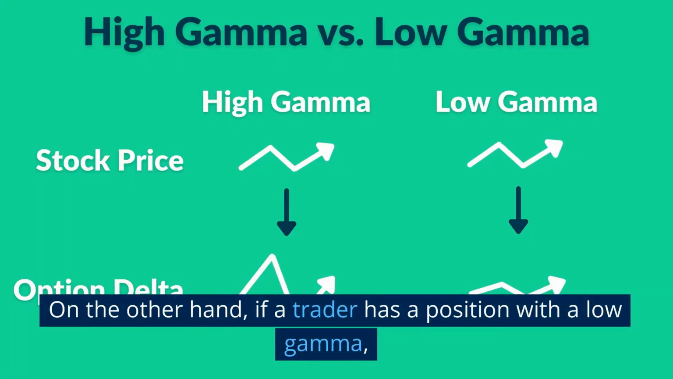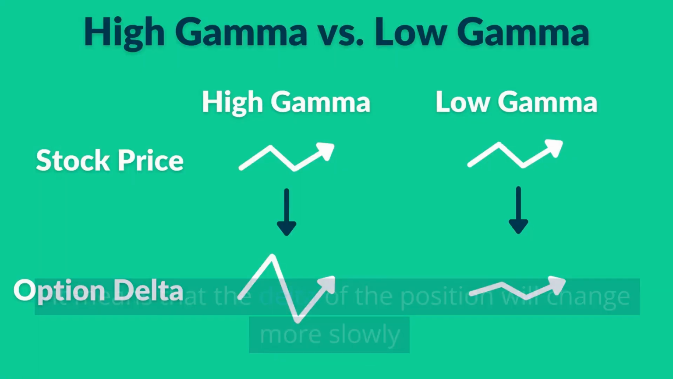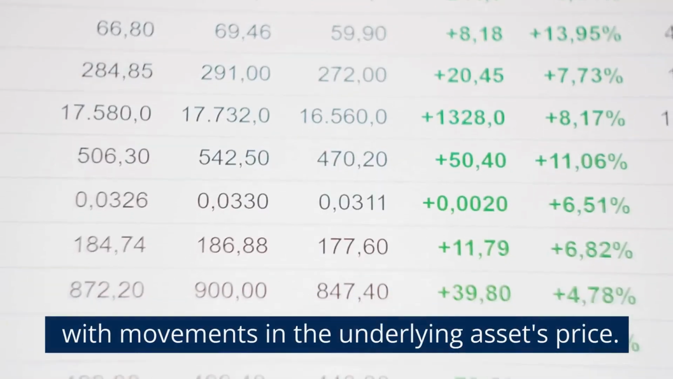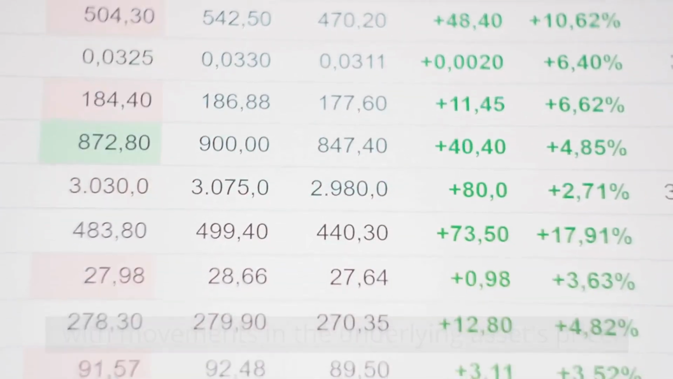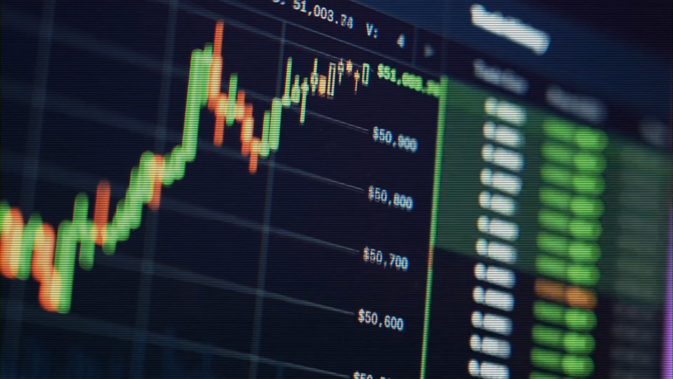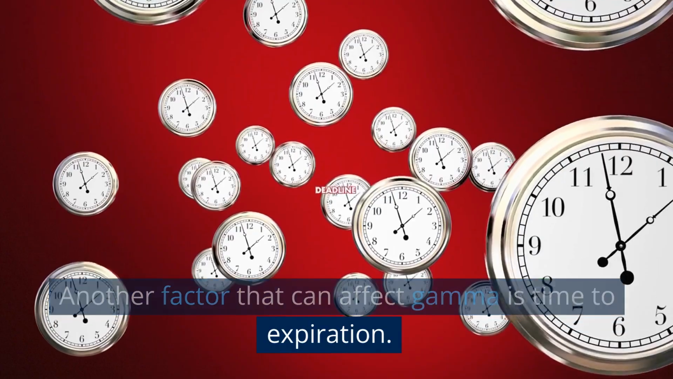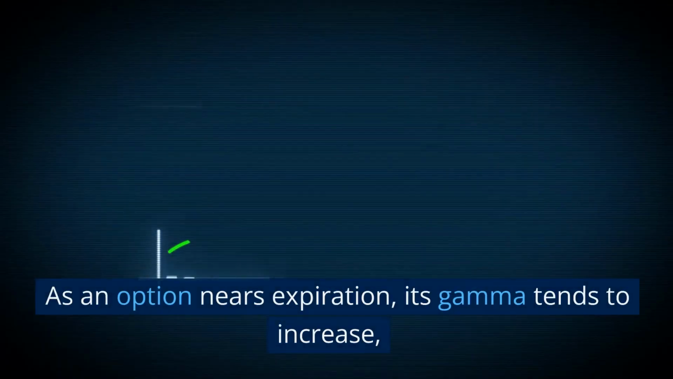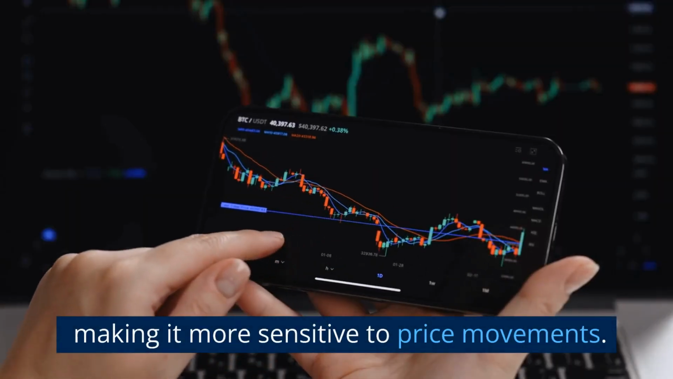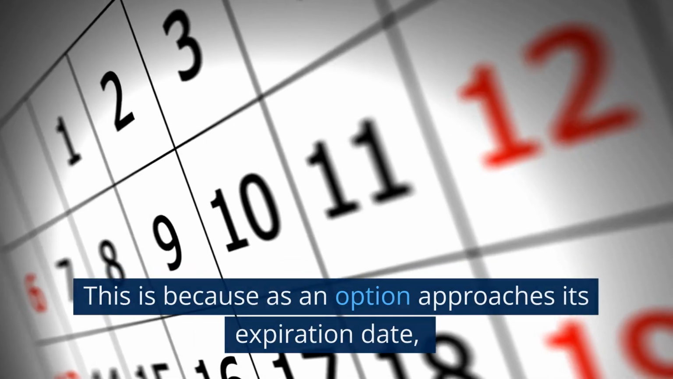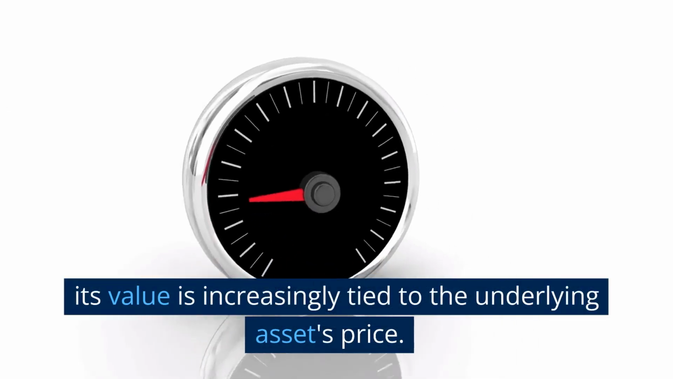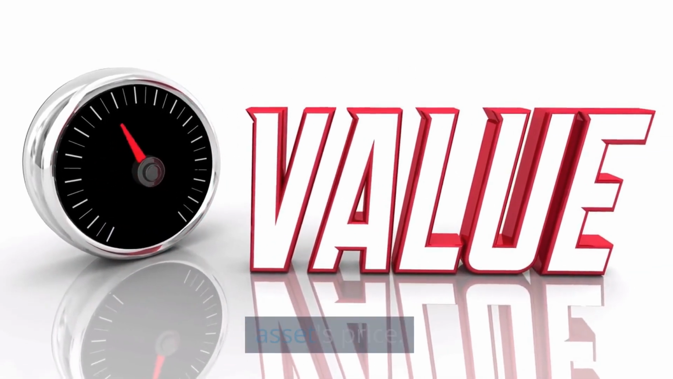On the other hand, if a trader has a position with a low gamma, it means that the delta of the position will change more slowly with movements in the underlying asset's price. This can make the position less volatile and reduce the risk associated with it. Another factor that can affect gamma is time to expiration. As an option nears expiration, its gamma tends to increase, making it more sensitive to price movements. This is because as an option approaches its expiration date, its value is increasingly tied to the underlying asset's price.